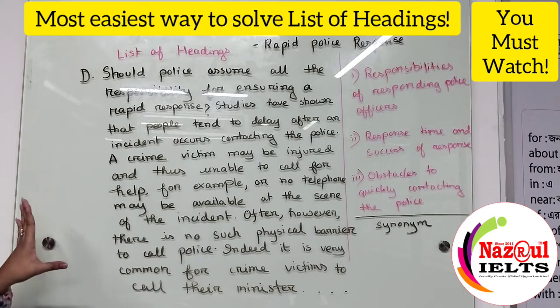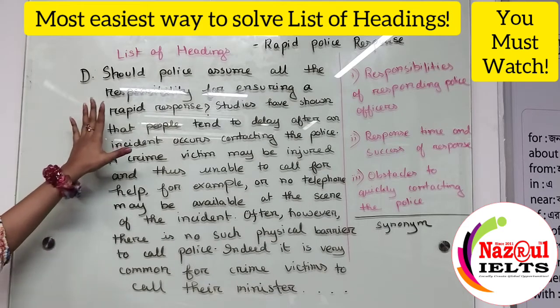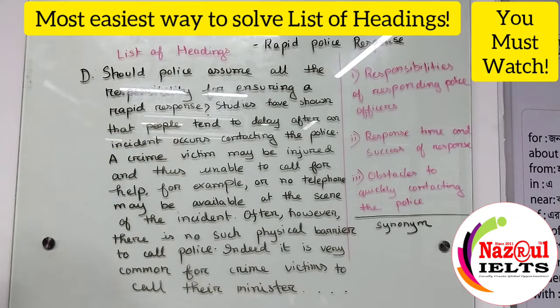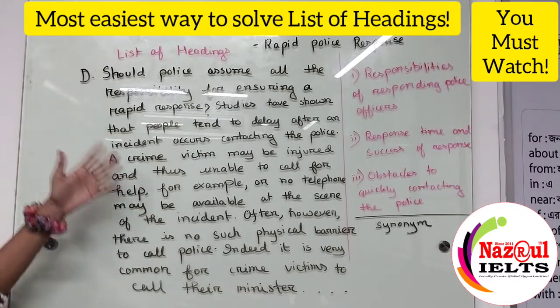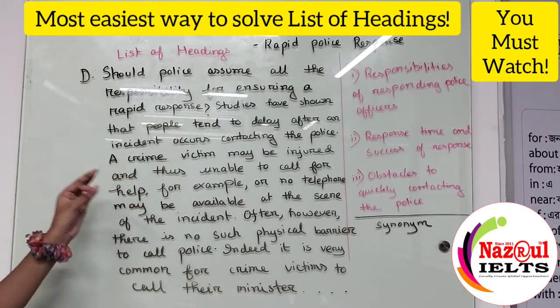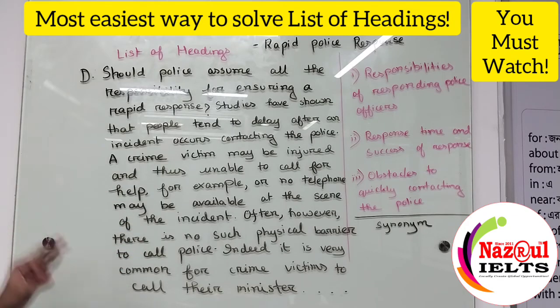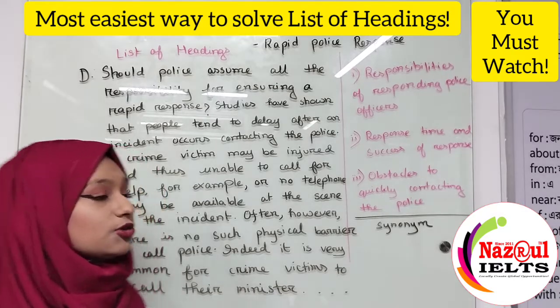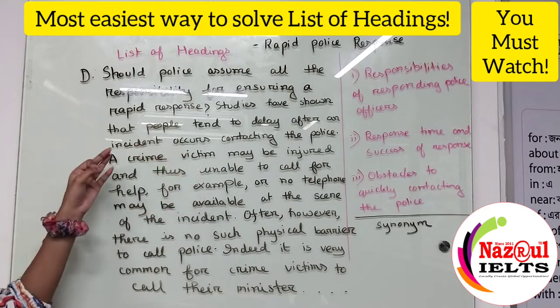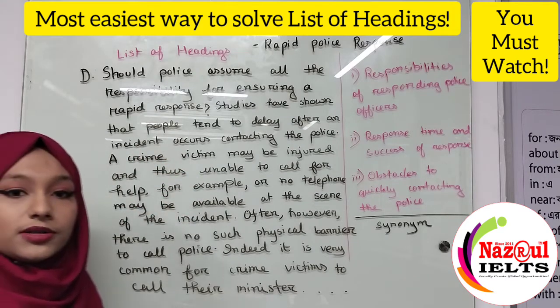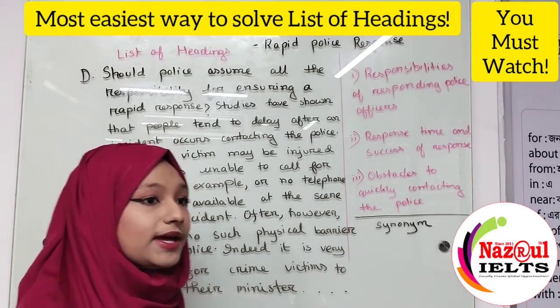Let's see. This is a paragraph. So we have to read the first two lines and last two lines first. Should police assume all the responsibilities for ensuring a rapid response? So our paragraph basically started with a question. So what is it asking? If the police are responsible for ensuring a fast response or a quick response, okay?